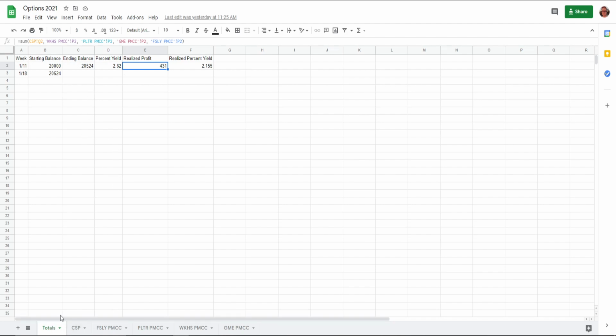So let me first start off by showing you what each of these tabs means. We've got the totals down here. This is basically going to summarize everything inside of these. I said in the last video that I really want to shoot for 2% a week. That is going to be this percent yield number, not this realized percent yield number. There may be some weeks where I don't actually get out of a trade and I just hold it and hold it, and then I'll sell. So sometimes you might see a really crazy high realized percent yield, but some weeks it might even be zero. So this percent yield number is really the one I'm trying to hit 2% a week for.